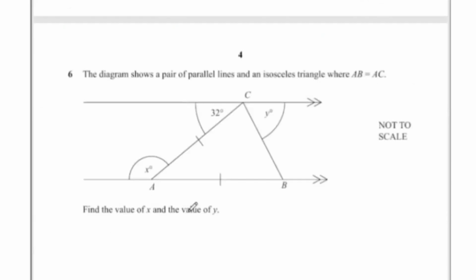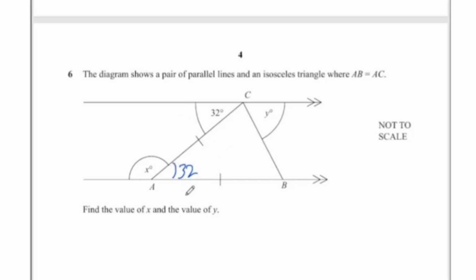Now, question 6. The diagram shows a pair of parallel lines and an isosceles triangle where AB is equal to AC. Find the value of x and the value of y. Since these are parallel lines, anytime they mention parallel, look out for alternate angles and corresponding angles. Clearly, we see that 32 is alternate to this, so those are alternate angles.